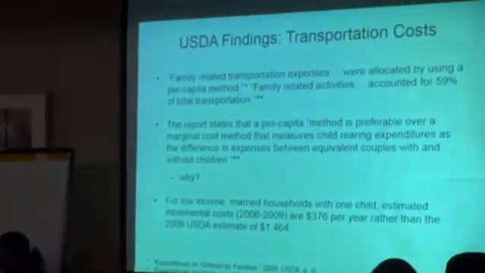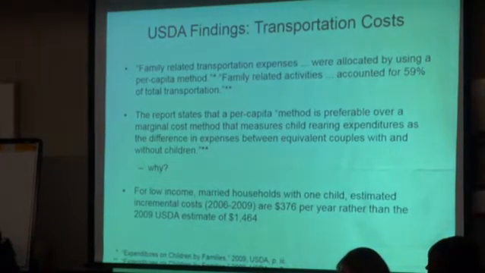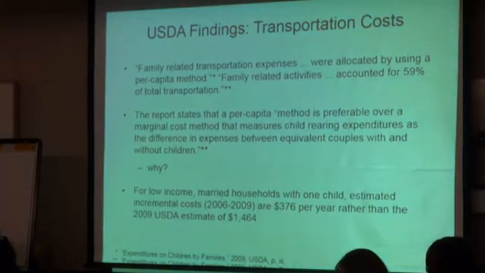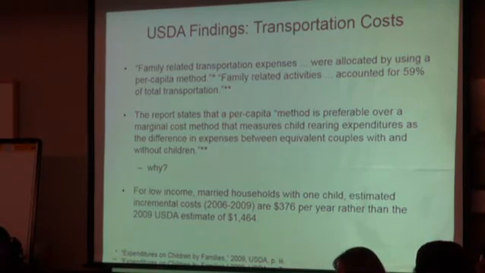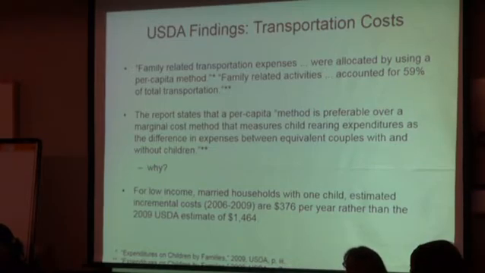Let's go on to transportation. Transportation is the most interesting result between what the USDA funds and what we fund. First of all, they do a survey to determine how much transportation is family related. And then they just divide family related transportation by the number of people. So if there's 2 kids in the family and 2 adults, the kids get 25% each. They just do it on a per capita basis.